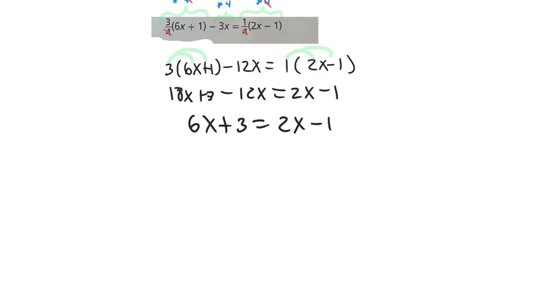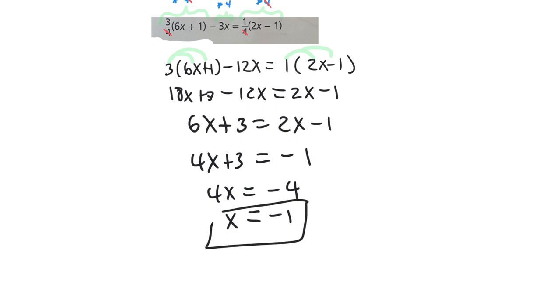Subtracting 2x from both sides gives us 4x plus 3 equals negative 1. Subtracting 3 from both sides gives us 4x equals negative 4. Dividing both sides by 4 gives us negative 1, and that is the answer to that one.